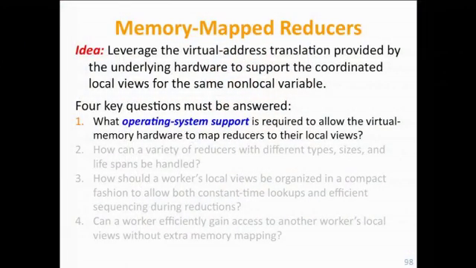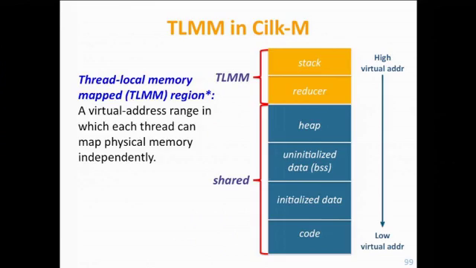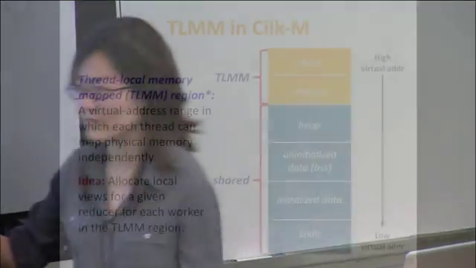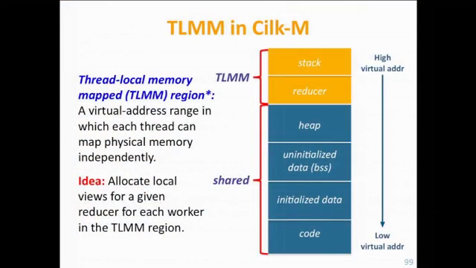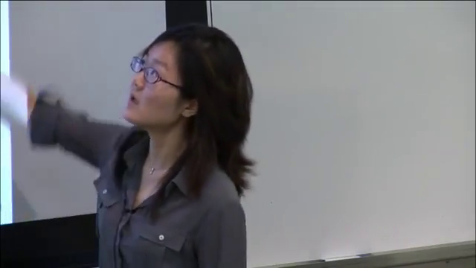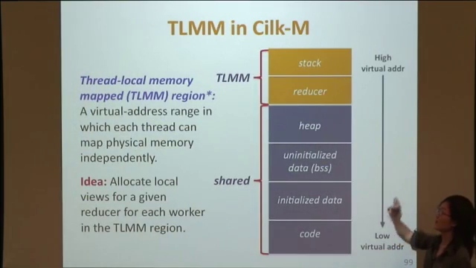And I'm not going to go into detail on these 4 questions. The only thing I'm going to focus on is what operating system support is needed. And it turns out that Cilk-M is actually very good for that. And obviously, the idea is to allocate the local view for a given reducer for each worker in the Cilk-M region at the same virtual address. And so now in Cilk-M, besides the stack, we also allocate a region for reducers for that purpose.